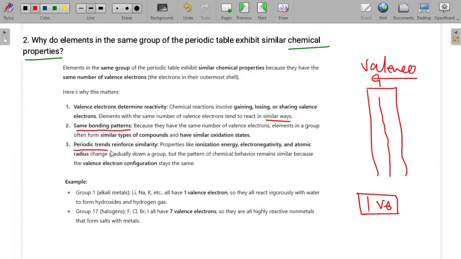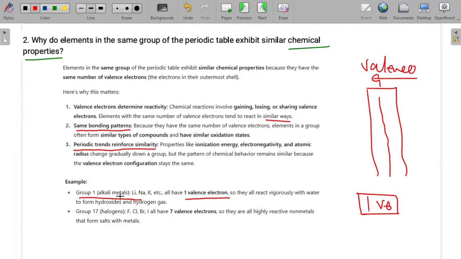And then periodic trends reinforce the similarity. Properties like ionization energy, which we're going to talk about, electronegativity, and atomic radius change gradually down a group. But the pattern of chemical behavior remains similar because the number of valence electrons is the same. For example, in group 1 we have lithium, sodium, potassium. They all have one valence electron, so they all react in a similar way.